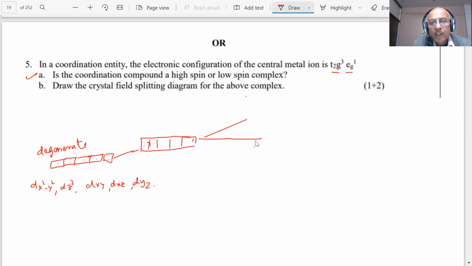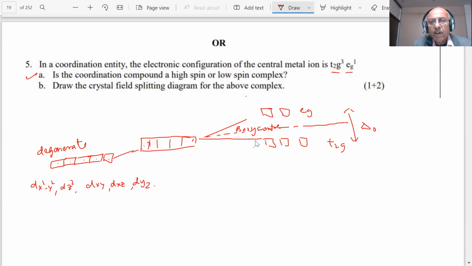The result of that splitting, you know already, students, is t2g and eg. This is the splitting energy, delta 0. 5 orbitals are split like this, and this center is called the barycenter. You can see the exact diagram in the NCERT book.